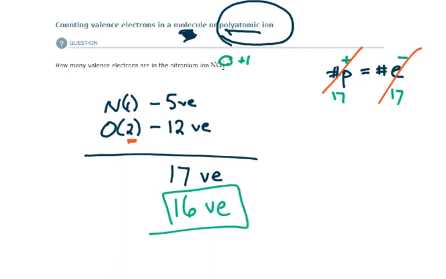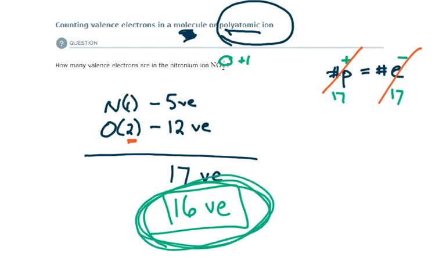And so we really only have 16 valence electrons to work with here. So for some reason, in some chemical process, 1 electron was lost, ionized, and so this would be our answer, 16 valence electrons.